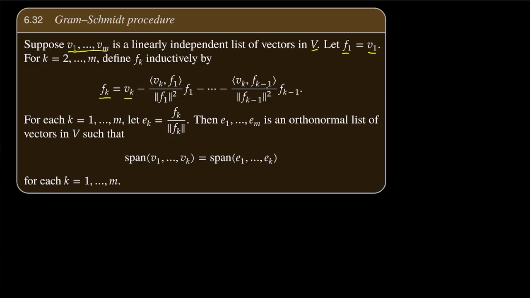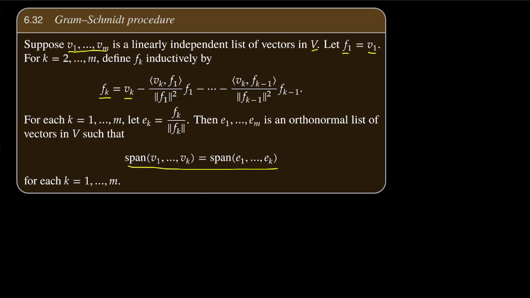Then what we'll do is we'll take our fk's and we'll normalize them. That is, we'll divide them by their length, so they have length 1. The claim here is that e1 through em, this thing we get from taking our f's and normalizing them, is an orthonormal list of vectors that has the same span as the original vectors for each k. That is, the span of e1 through ek is the same as the span of v1 through vk for k equals 1 all the way up to m.